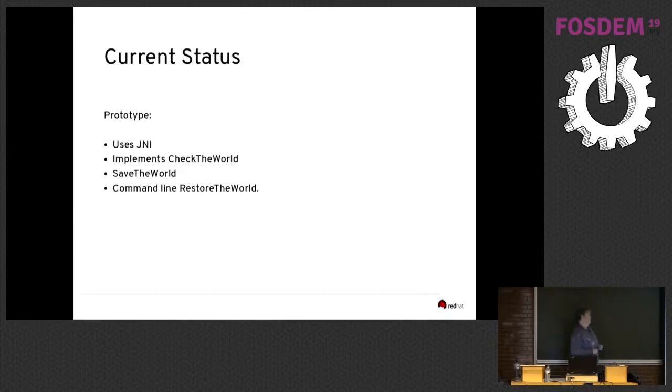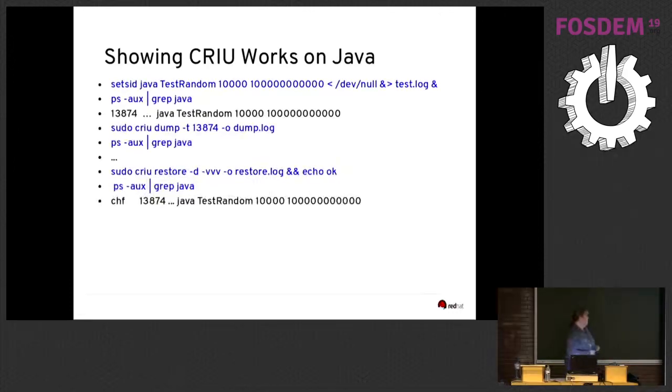Okay, so what's the current status? I have a prototype that uses JNI just so I could play with it. I don't have everything. I can check the world, I can save the world, and I can restore the world from the command line. And I'll get into a little bit later why it's hard to restore the world from Java right now. But it shows that CRaC works and it does what we want to do.